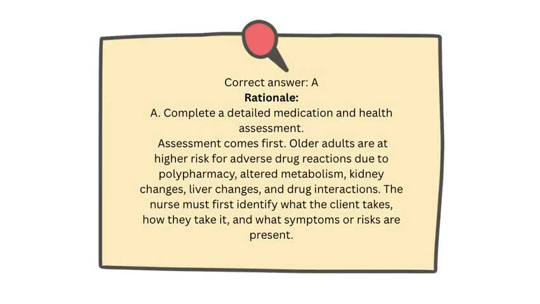Okay, so the correct answer is letter A, and this is the rationale. A complete and detailed medication and health assessment. So assessment comes first. Older adults are at higher risk for adverse drug reactions due to polypharmacy, altered metabolism, kidney changes, liver changes, and drug interactions. The nurse must first identify what the client takes, how they take it, and what symptoms or risks are present.